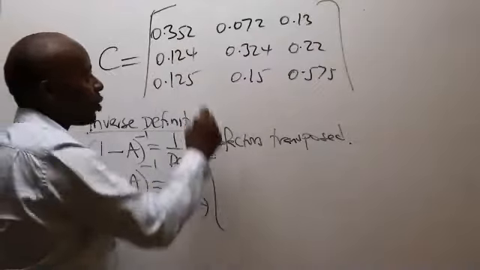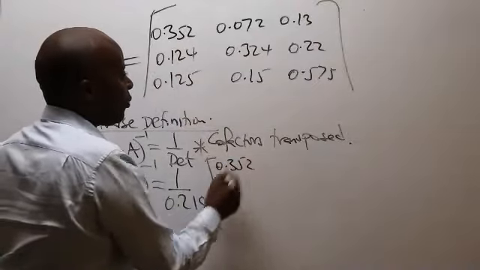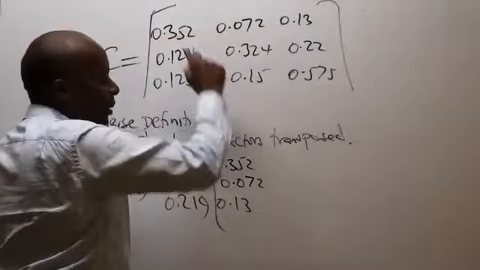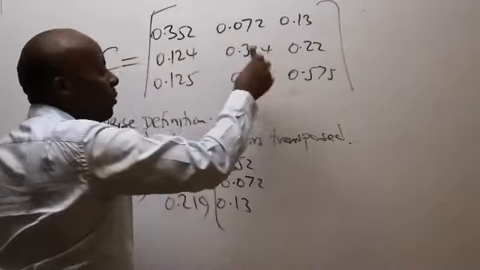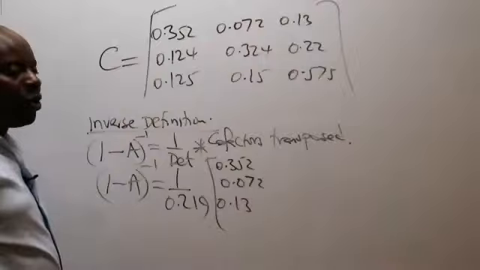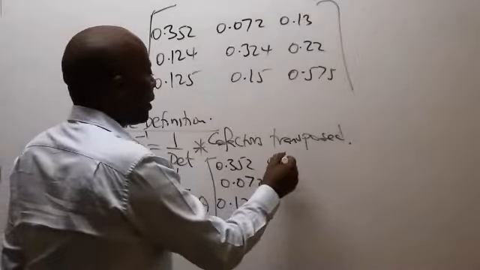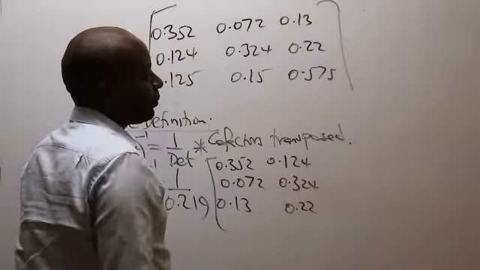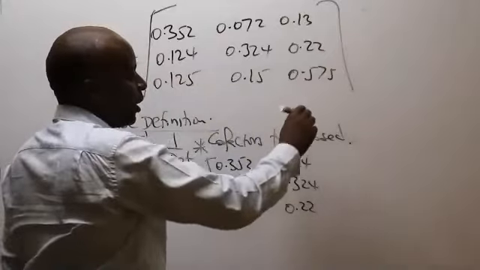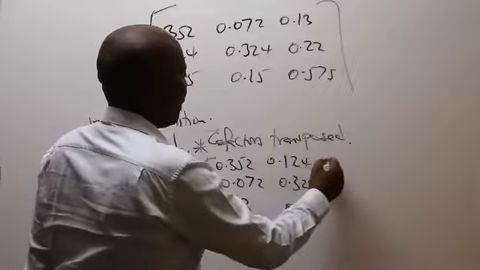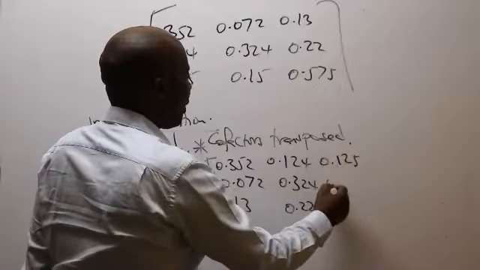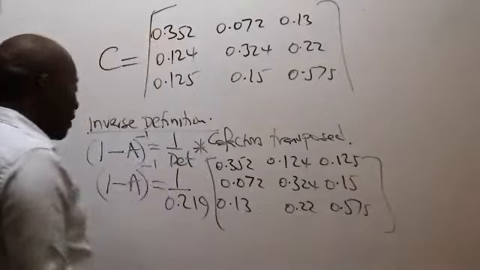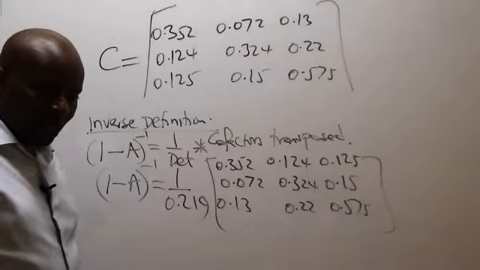So row number 1 becomes column number 1. So we have here 0.352, 0.072, 0.13. So this is row 1 that has become column 1. Row 2 becomes my second column: 0.124, 0.324, 0.22. And then row 3 becomes column 3: 0.125, 0.15, 0.575. So ladies and gentlemen, this is our (I minus A) inverse.